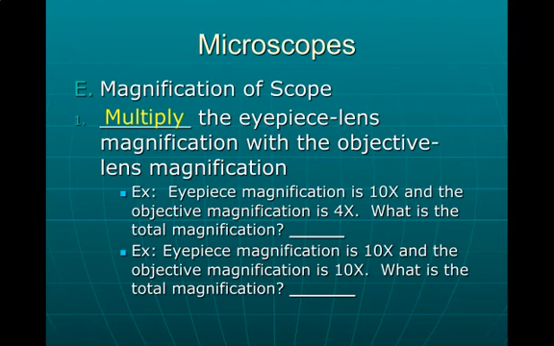So in this example, we've got our eyepiece magnification of 10x, and the objective magnification, remember the objective is the thing that you're switching there on the microscope, is 4x. So what is the total magnification? You're going to multiply these two numbers and say that your total magnification is 40x. So using those two items together, you are magnifying your specimen 40 times larger than its normal size.